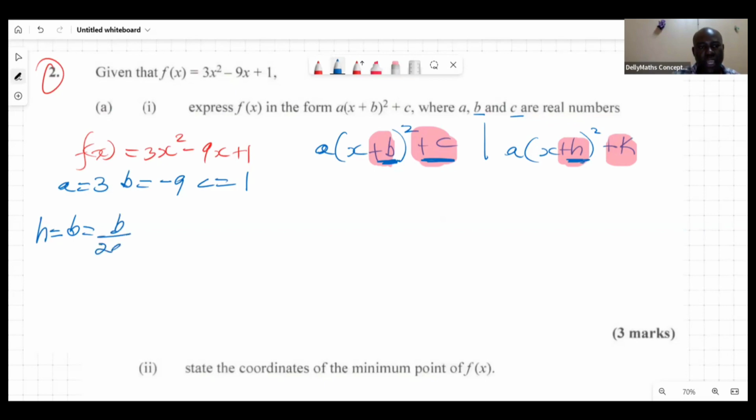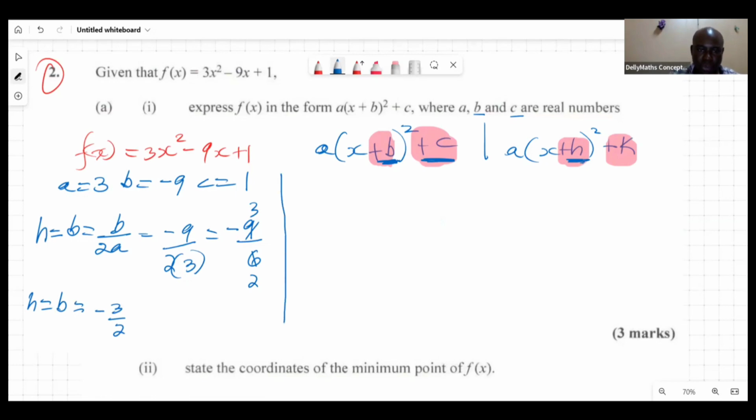And you can find this by doing b over 2a, right? So you want to take b over 2a, which is -9. So that value is going to be -9 over 2 times a, and a is 3. So this is -9 over 6. And 3 could have canceled here. We get -3 over 2. So we have that h, which is now a b value based on the question, is -3 over 2.